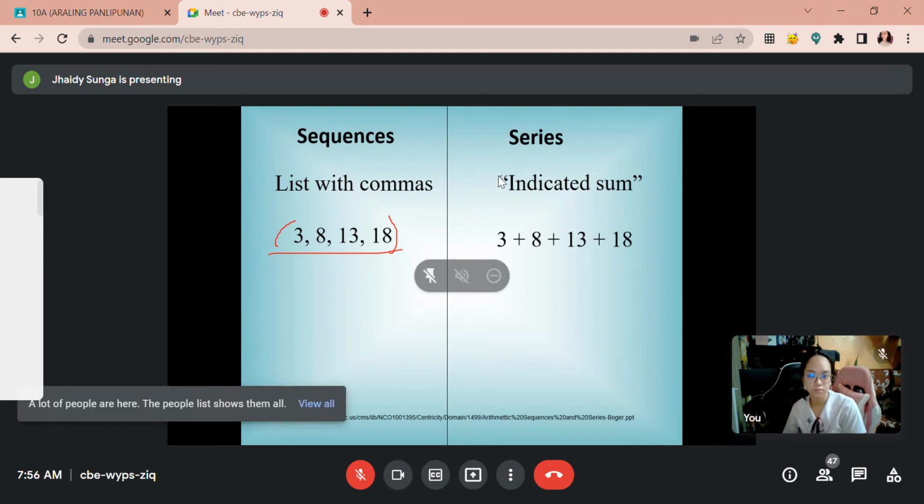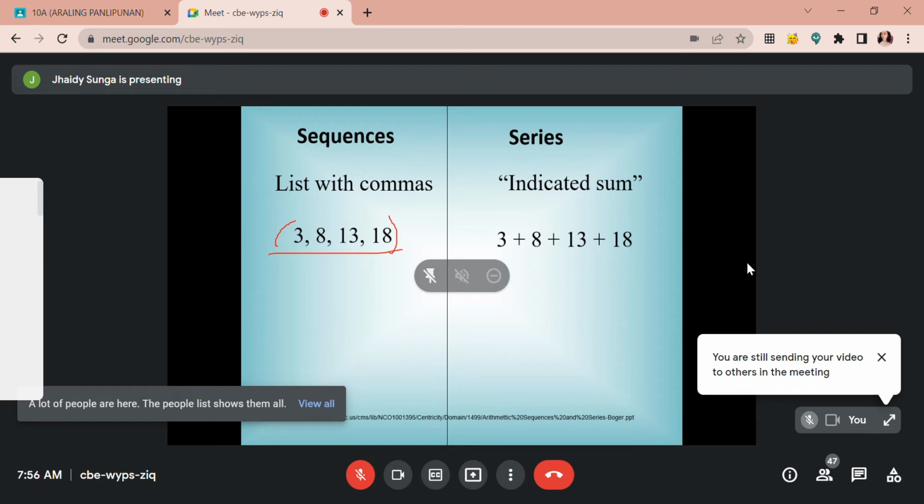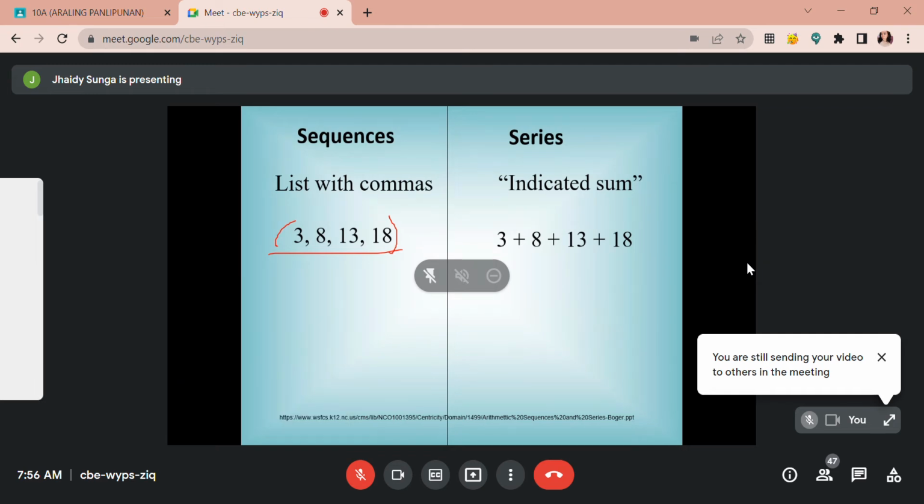Banyares. So, class, oh, this one, Sierra.